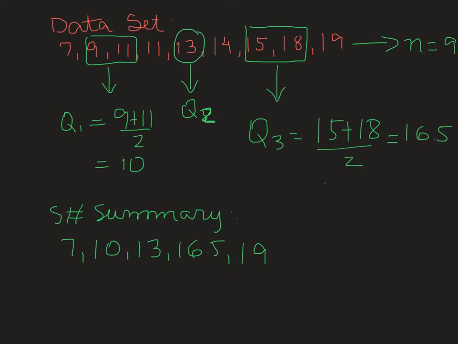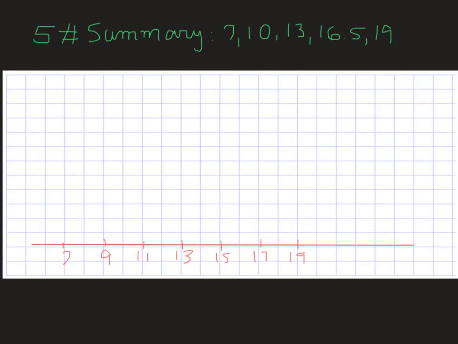Now let's move on to another slide. To draw the box plot, we draw first the horizontal axis. I decide on my scale based on the fact that the minimum value is 7 and the maximum value is 19. I'm going to start by marking the first quartile, which is 10.